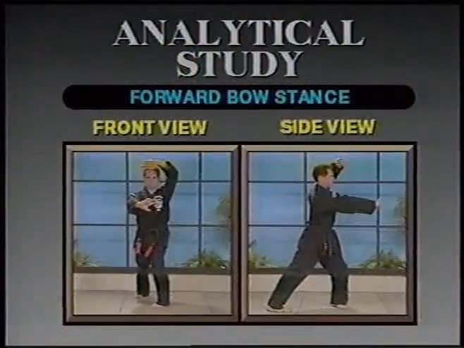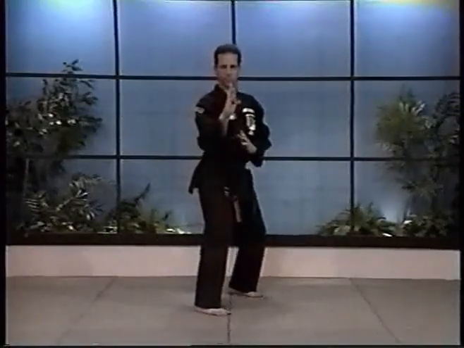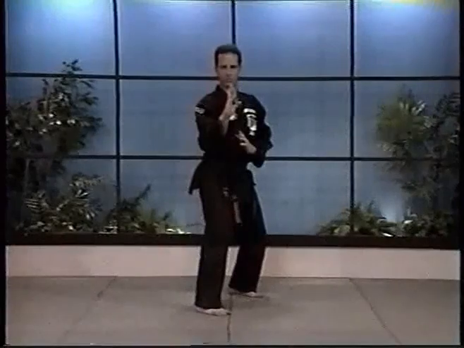Analytical study of the forward bow. Front view. Anchor your right elbow. The position of your front leg does not change. It is identical to your right neutral bow. Your head does not raise up, nor does it move forward. Have both of your arms in position to guard your vital areas. Keep your left foot and leg parallel to the line of sight.